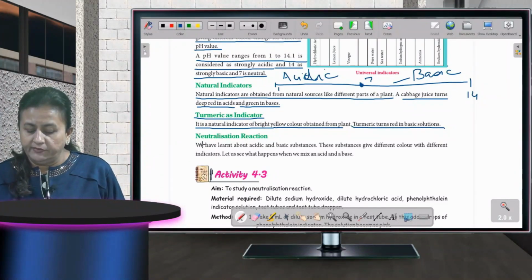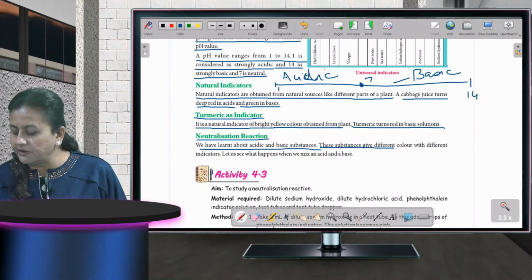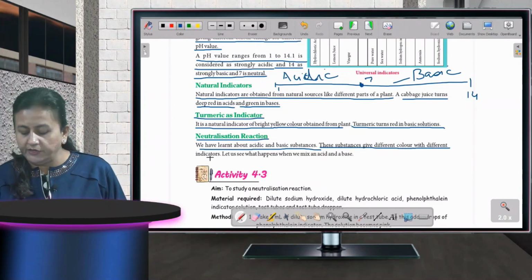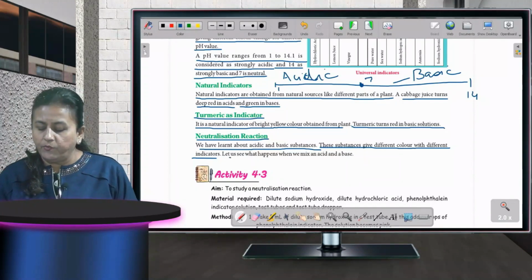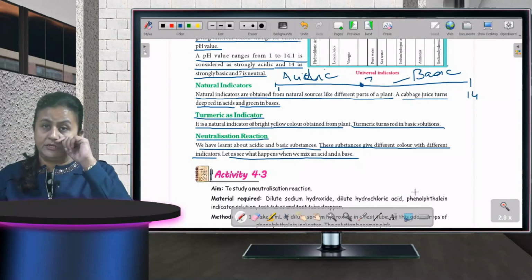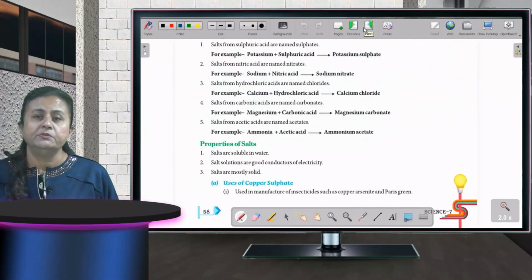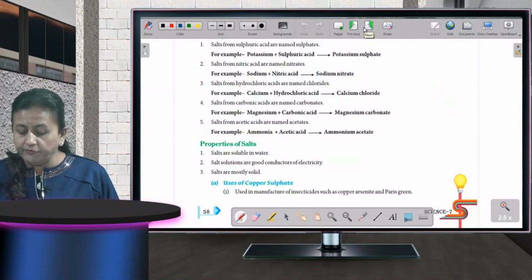Okay. Then neutralization reaction. We have learnt about acid and basic substances. These substances give different color with different indicators. Now let us see what happens when we mix an acid and a base. Agar hum logo ne koi bhi solution liya, wo acidic hai aur basic hai, usko hum logo ne kya kara? We are going to mix it together. What will we observe?